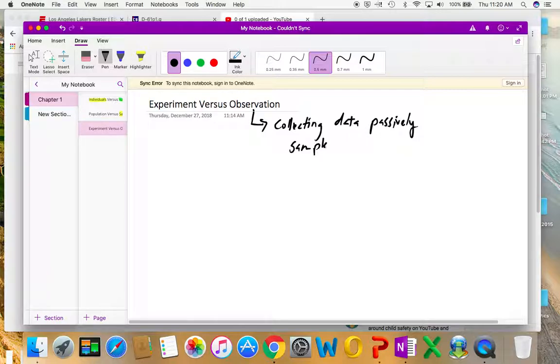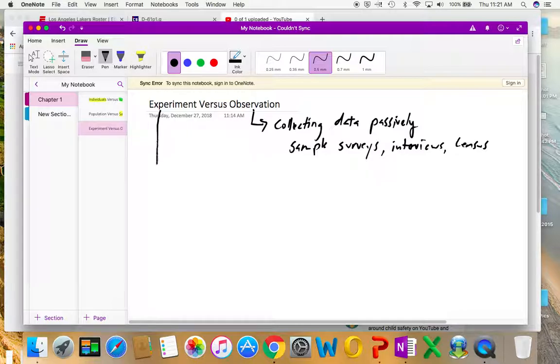It's through interviews. It's through census. Okay, things like that are going to allow us to collect data passively, and we're observing. Right? Don't overcomplicate this. When we observe something, we just watch. We don't do anything else. We don't get involved. We just observe.